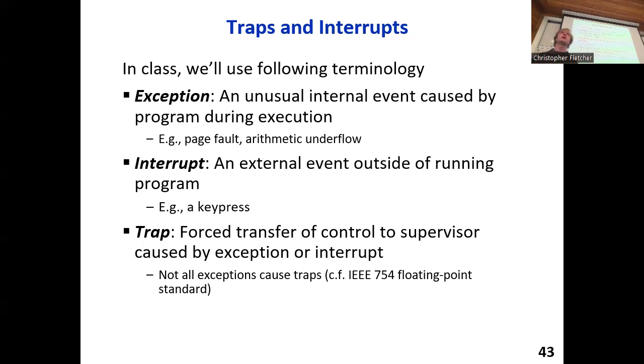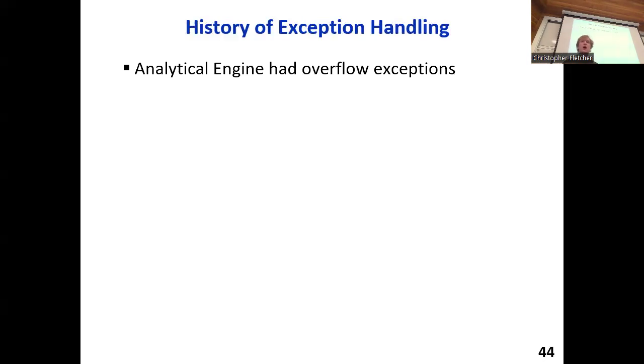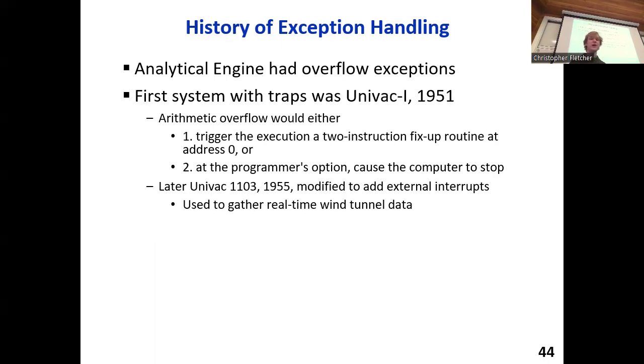But for all the other cases, we have this thing called a trap. So, just a brief history of exception handling. This goes back to the analytical engine, which had overflow exceptions. Remember, the analytical engine was the 1800s-era amazing machine that was 100 years ahead of its time. Its exceptions just terminated the program. The first system that actually had traps was the UNIVAC 1 in 1951.